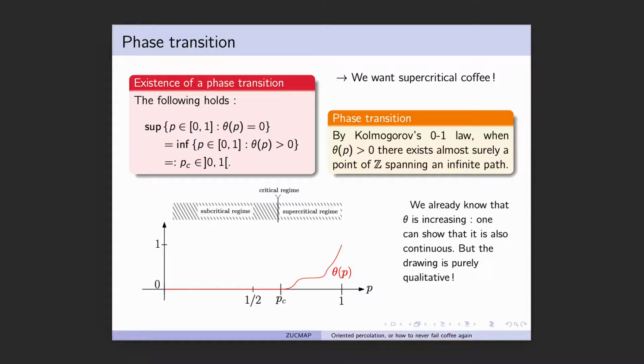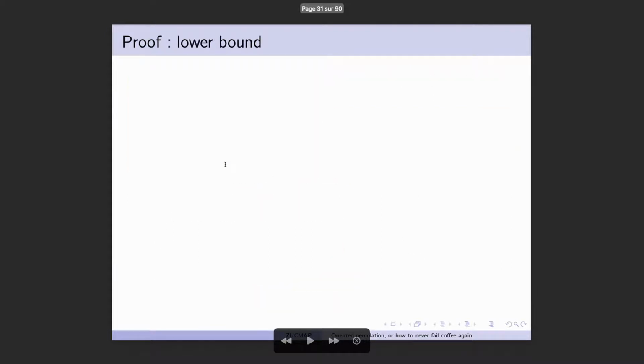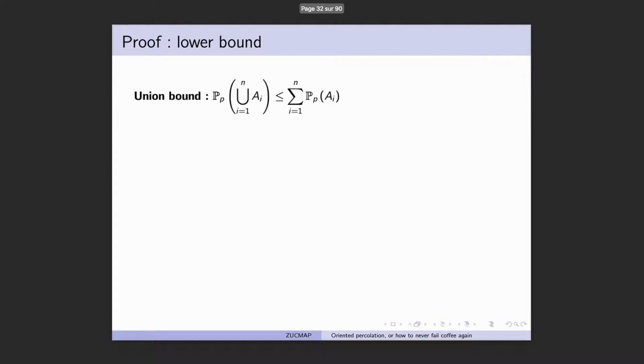And now I want to spend a bit of time explaining the ideas behind this proof, because I think it's accessible at undergraduate level. The proof is in two steps, right? We show that p_c is greater than 0 and smaller than 1. The first step is actually quite easy. It relies on only one little ingredient, which you will have seen if you have followed probability theory. Otherwise, you can just admit it: it's the union bound. It's a very easy inequality.